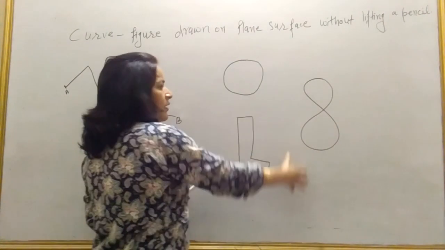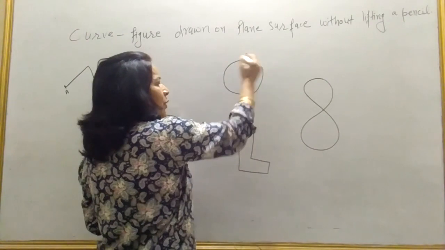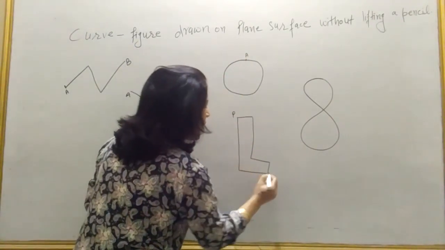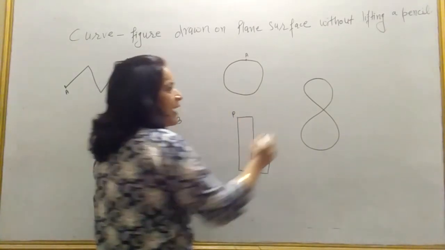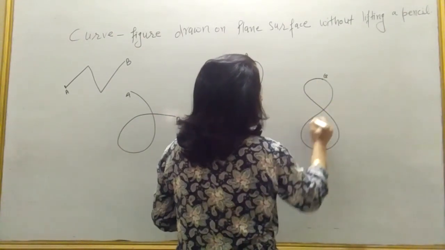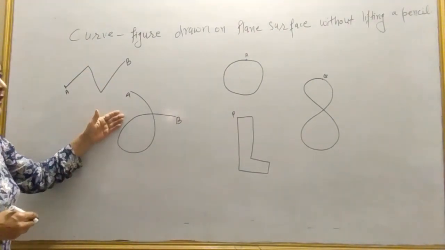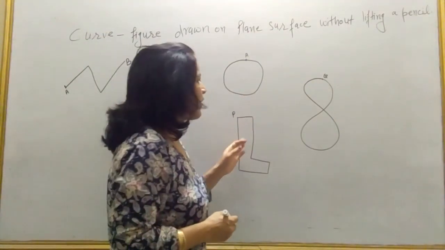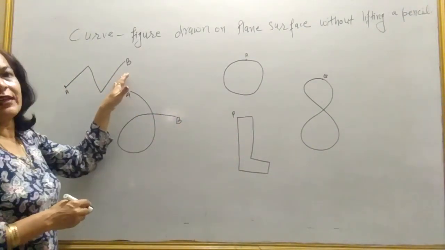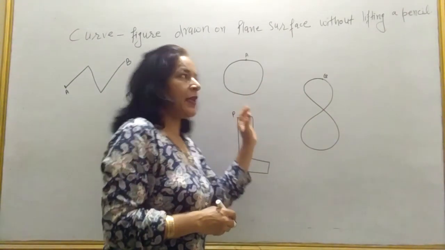Here in these curves I start, suppose, from point A and end at point A. I start here from point P and again end at point P. I start, suppose, from here point Q, then again end at point Q. So these two are open curves and these three curves are closed curves, because in an open curve the starting and ending points are different and in a closed curve the starting and ending points are the same.